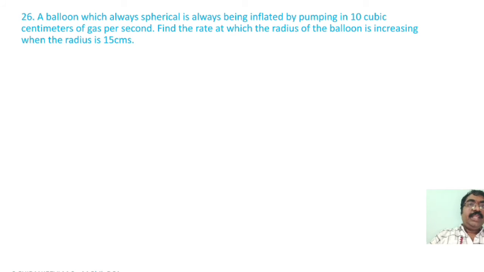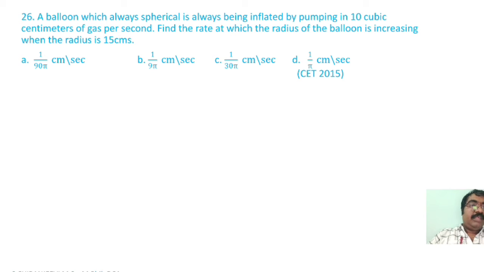26. A balloon which is always spherical is being inflated by pumping in 10 cubic centimeters of gas per second. Find the rate at which the radius of the balloon is increasing when the radius is 15 centimeters. Options 1 by 90 pi, 1 by 9 pi, 1 by 30 pi, 1 by pi, which was asked in the year CET 2015.